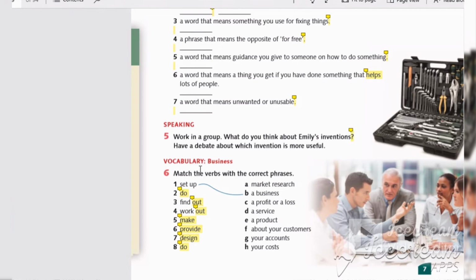Now vocabulary, business. Match the verbs with the correct phrase. Set up a business. We continue and give the phrase so it gives me a correct sentence with meaning. Do, match do with what? With A, market research. Do market research. Find out, with F, find out about your customers, العملاء. Okay, work out, with H, your cost.